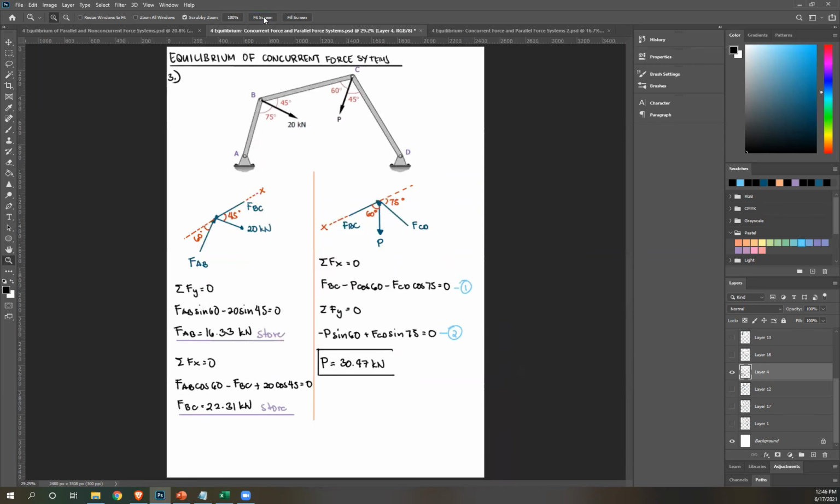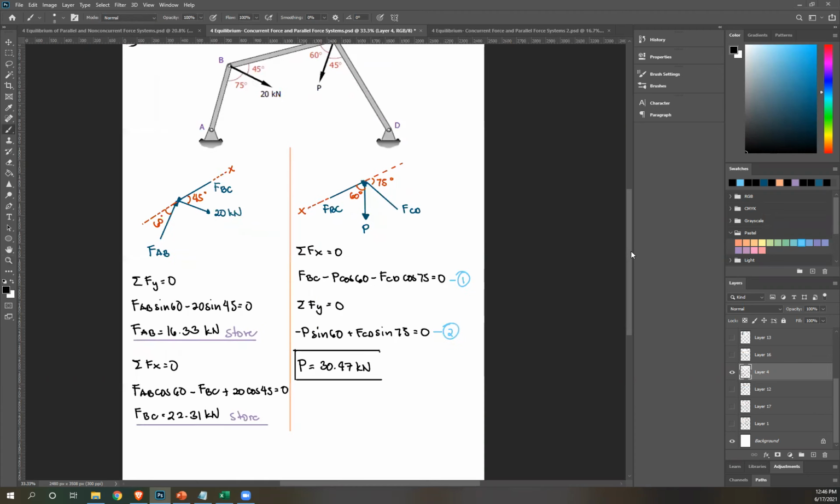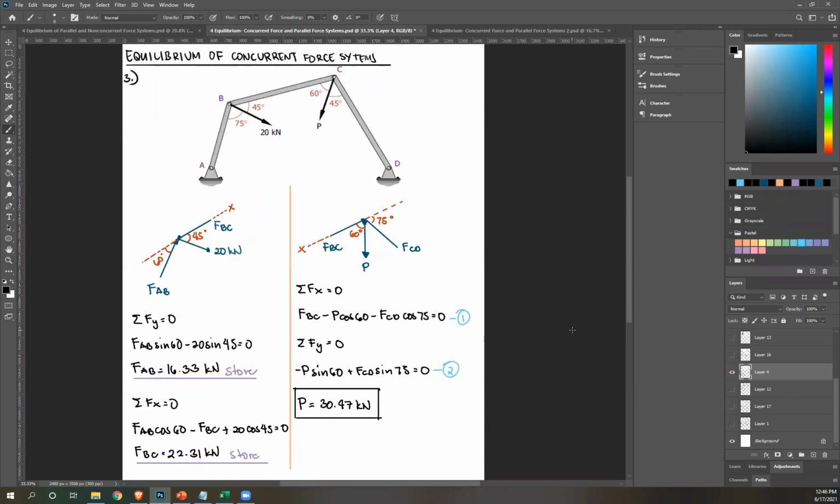So that is number 3. Any questions for number 3? Please answer in the chat. How about the others? Please answer any questions. Great, let's move on to the next question.